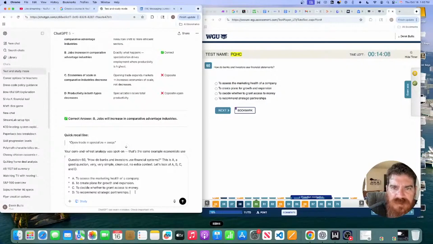So how do banks and investors use financial statements? So a financial statement would be a company's net earnings. So their P&L, their profit and loss statement. So I'll show you all.